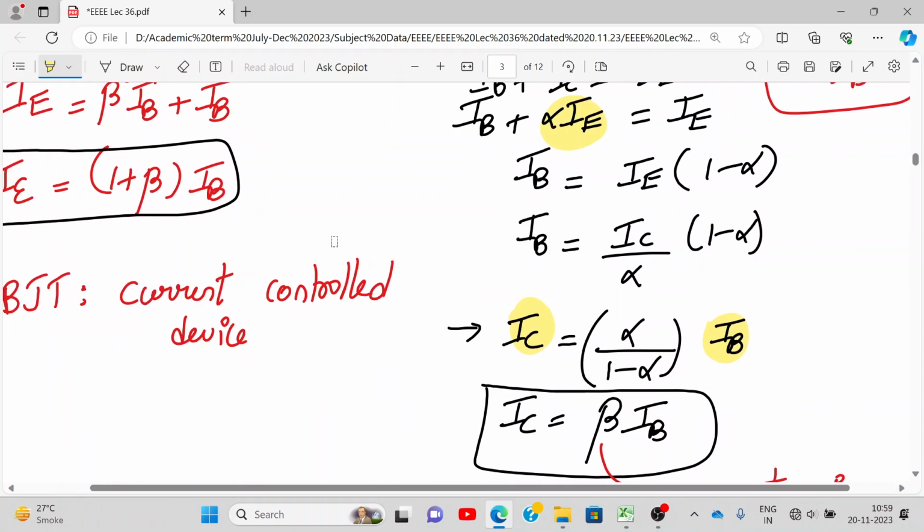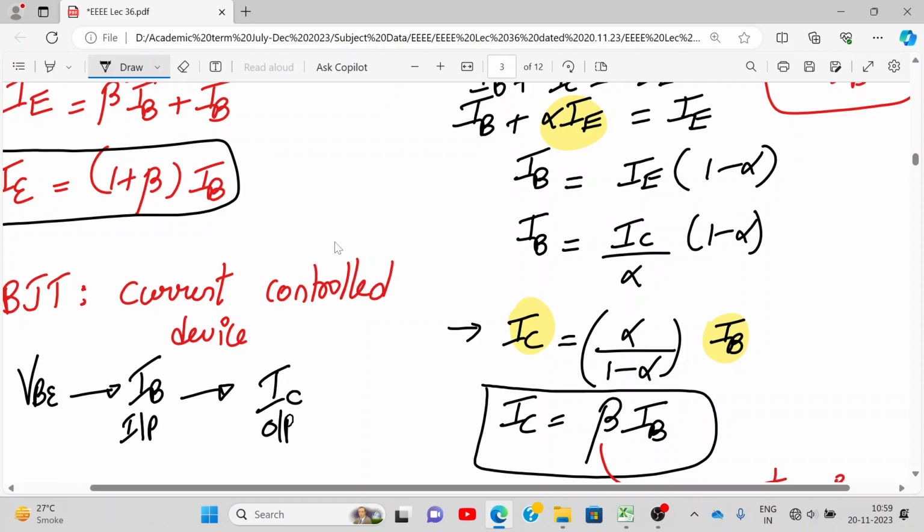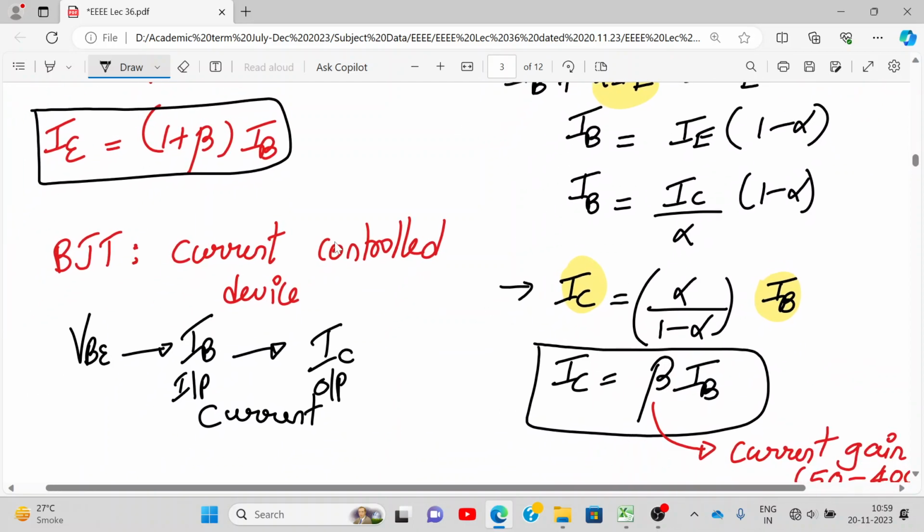Now, written over here is one statement: BJT is a current controlled device. How? The base emitter voltage controls what? IB. And IB controls what? IC. So basically this is my input current, this is my output current. So IB is controlling IC, that's why it's called a current controlled device. This is the input voltage.